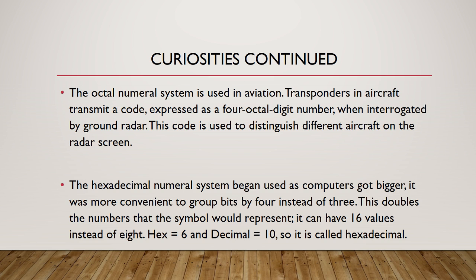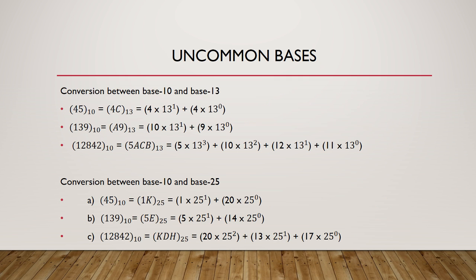Hexadecimal was used as computers got bigger because it could hold up to 16 bits instead of the normal 8, and that would allow for a lot more information to be stored. It gets the name hexadecimal because hex is 6 and decimal is 10, so it ends up being hexadecimal. These are some other common bases.